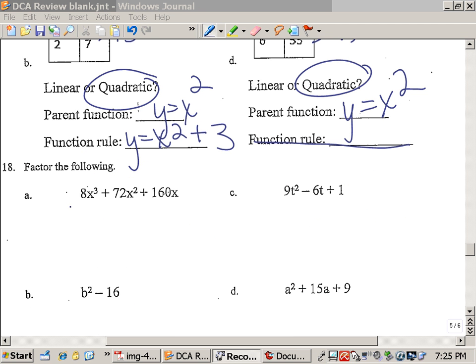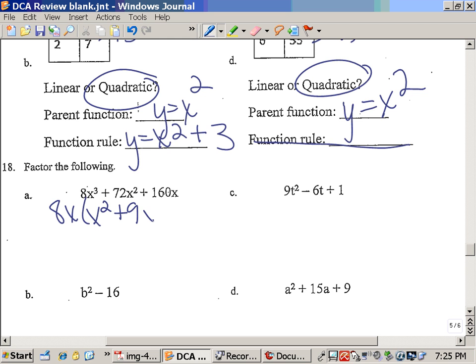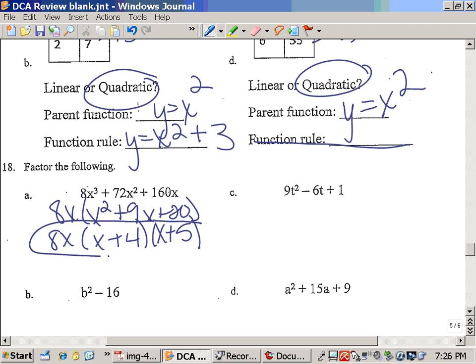18a has a greatest common factor of an 8 and an x. We're left with x squared plus 9x plus 20. I can factor that, which is x plus 4 and x plus 5. Now, since it just says factor, these are going to be the answers. I do not have to find the solutions. On b, we have to multiply to get negative 16 and add to get 0. That's going to be b plus 4 and b minus 4.